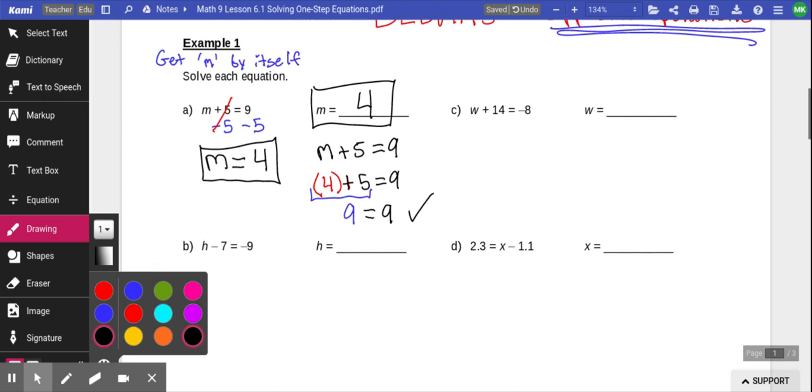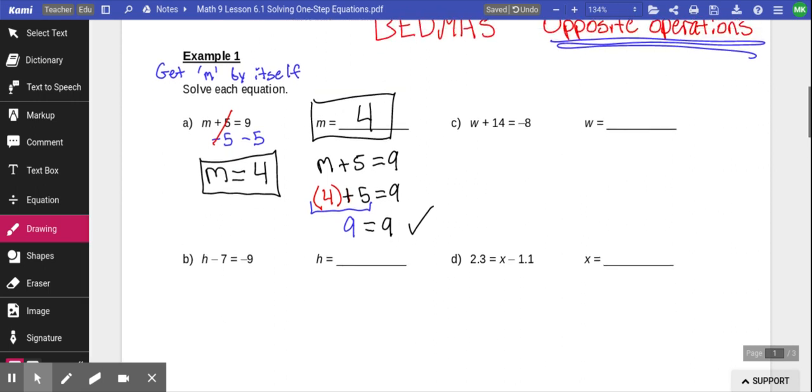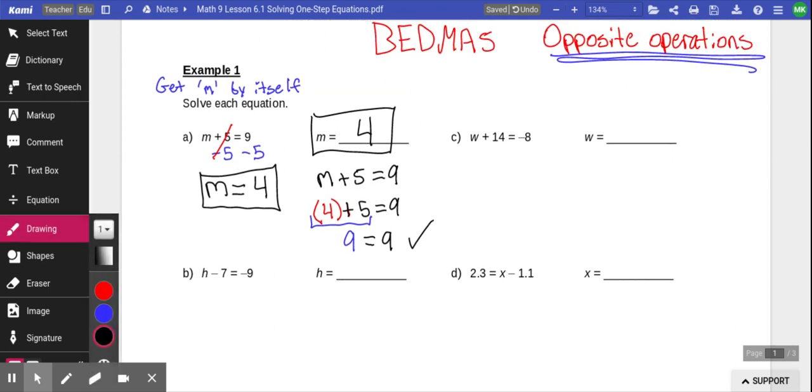Awesome. If we look at B, I want to get h by itself. Currently, I can't get h by itself because it has this minus 7 attached to it on that side of the equal sign. So to get rid of minus 7, I do opposite operations. The opposite of minusing is adding, so I'm going to add 7.